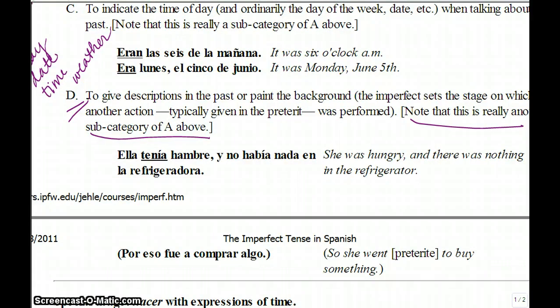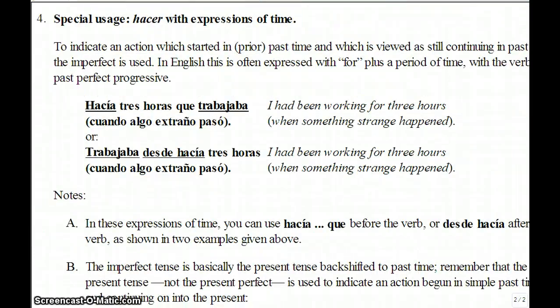So this is like anytime you'd be telling a fairy tale, you'd be setting the scene: Cinderella was the maid, Cinderella was beautiful, Cinderella had stepsisters, etc., etc. That's all setting the scene for us to tell a story. The last two things we're going to talk about are kind of special usage.